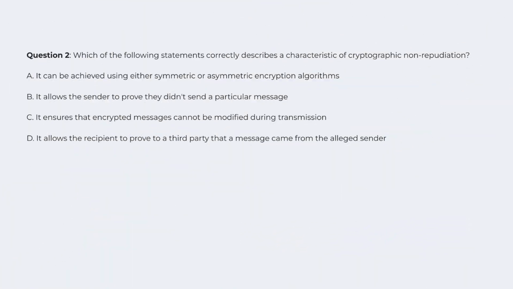Question 2. Which of the following statements correctly describes a characteristic of cryptographic non-repudiation? A. It can be achieved using either symmetric or asymmetric encryption algorithms. B. It allows the sender to prove they didn't send a particular message. C. It ensures that encrypted messages cannot be modified during transmission. D. It allows the recipient to prove to a third party that a message came from the alleged sender.